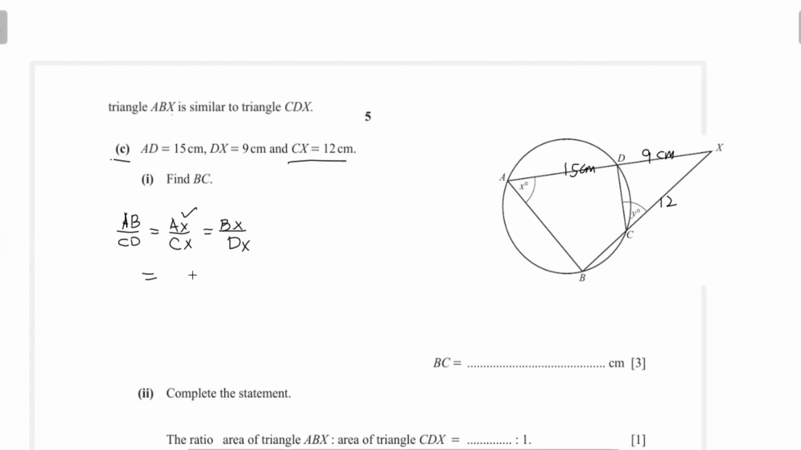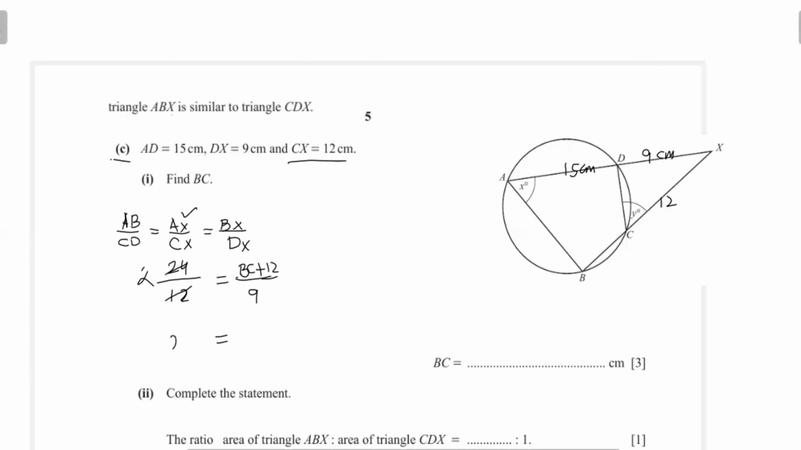Therefore, we write here the length of AX is equal to 15 plus 9. Therefore, this will be equal to 24. And CX length, you see here, CX is 12 centimeters. BX length will be equal to BC plus 12. We write here BC plus 12 centimeters over DX, which is 9 centimeters. Now the 24 divided by 12 is equal to 2.